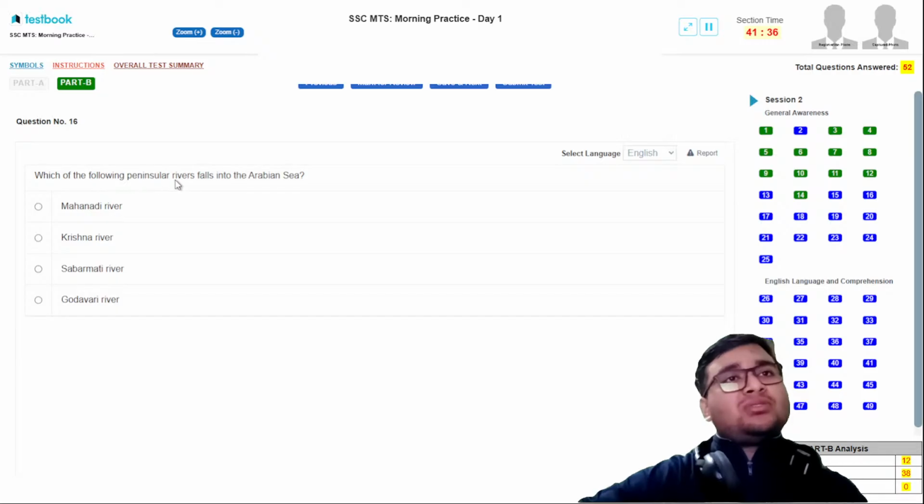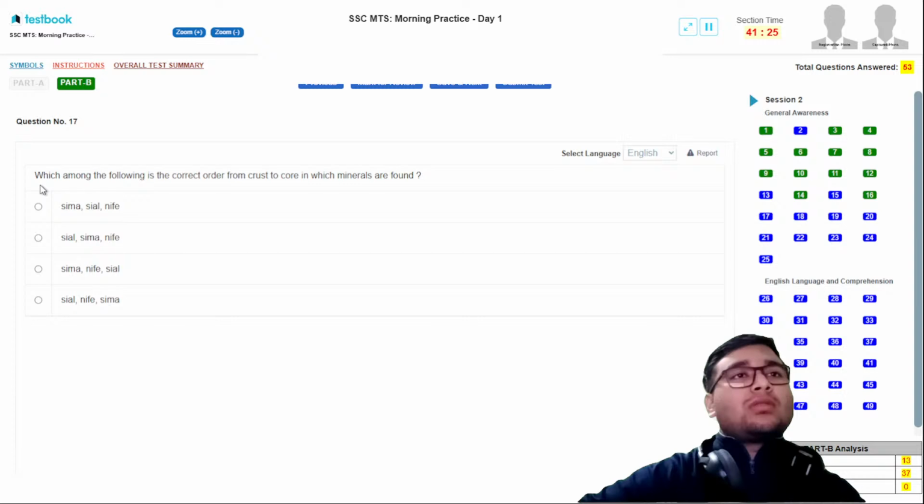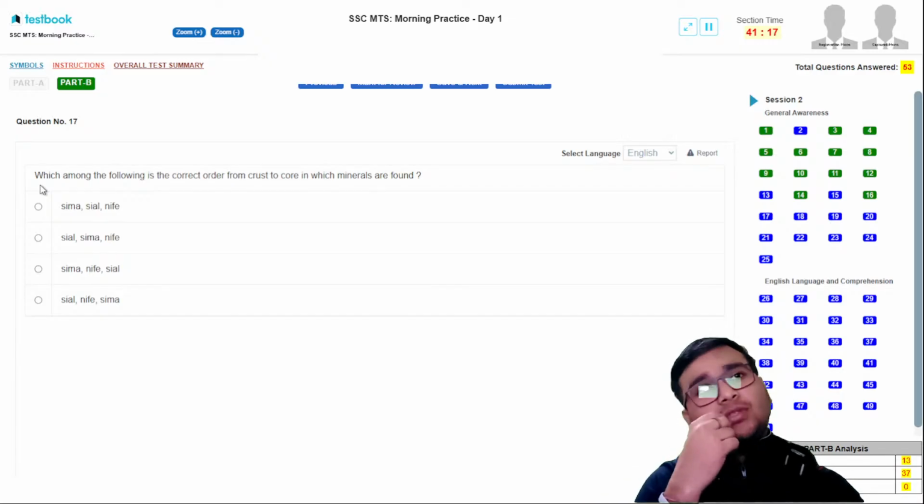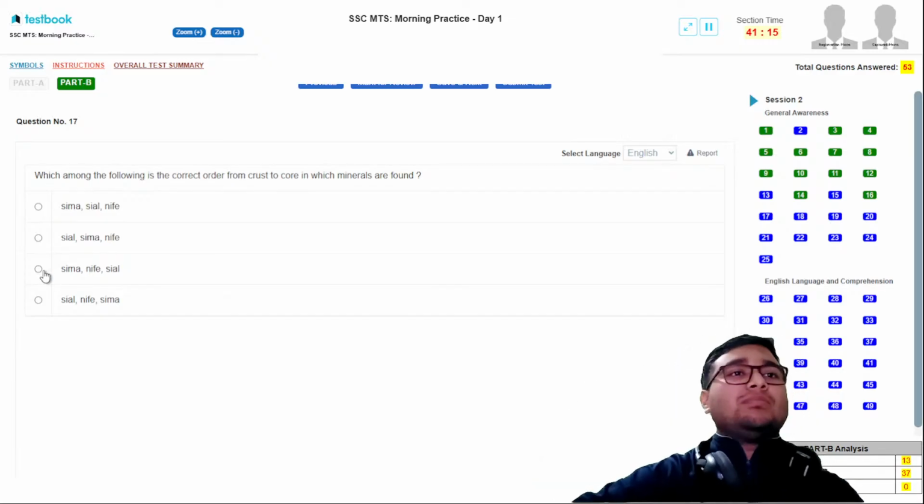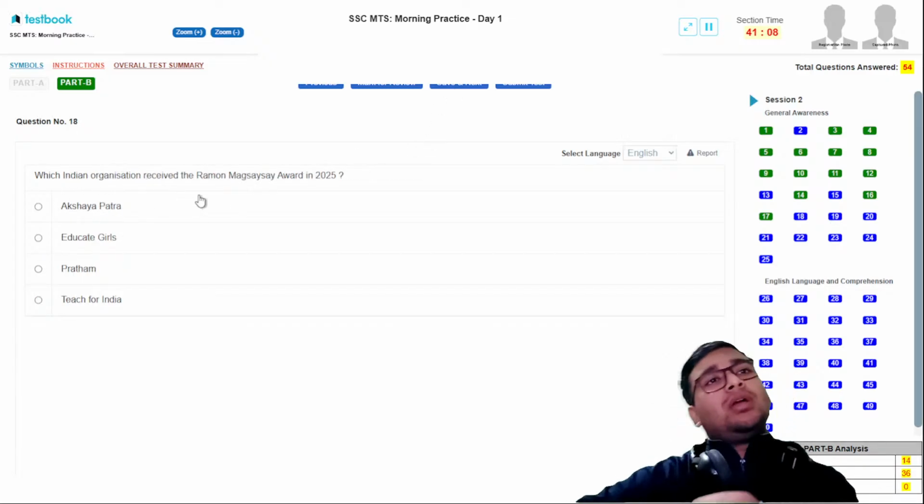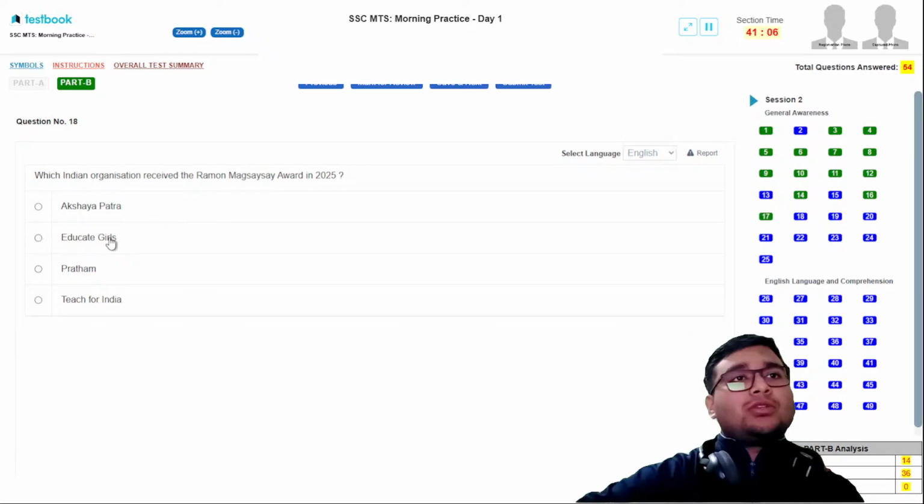The following peninsular river follows in Arabian Sea. Peninsular river, महानदी नहीं, कृष्णा नहीं, साबरमती बोल सकते हैं, गोदावरी नहीं. Which among the following is correct order of the crust to core? Which minerals are found? CHSL knife, CHSL knife. Among Indian organization receive Raman Magsaysay to get girls.